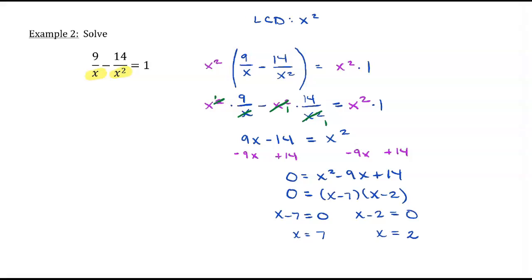Now we double check our solutions for x. Substituting 7 for x in the original equation will not give us a 0 in either of the denominators. The same is true if we were to substitute 2 for x. So both of these solutions will work. We have a solution set containing the two values of 2 and 7. Let's take a look at example 3.